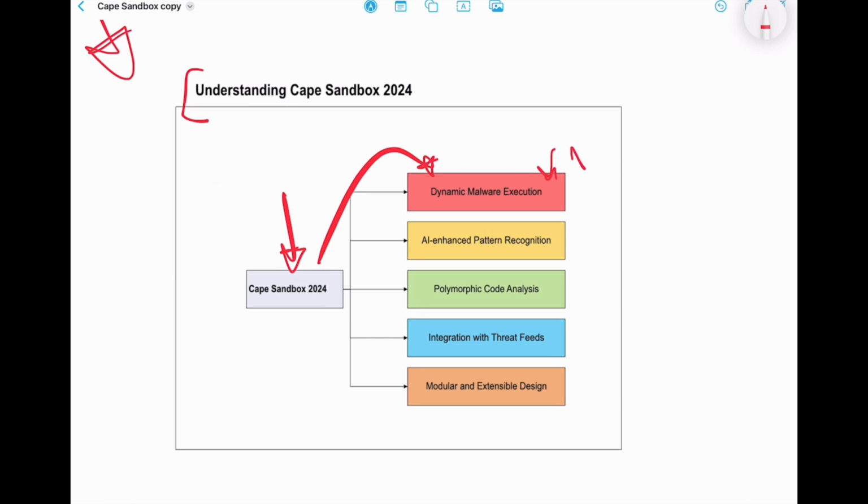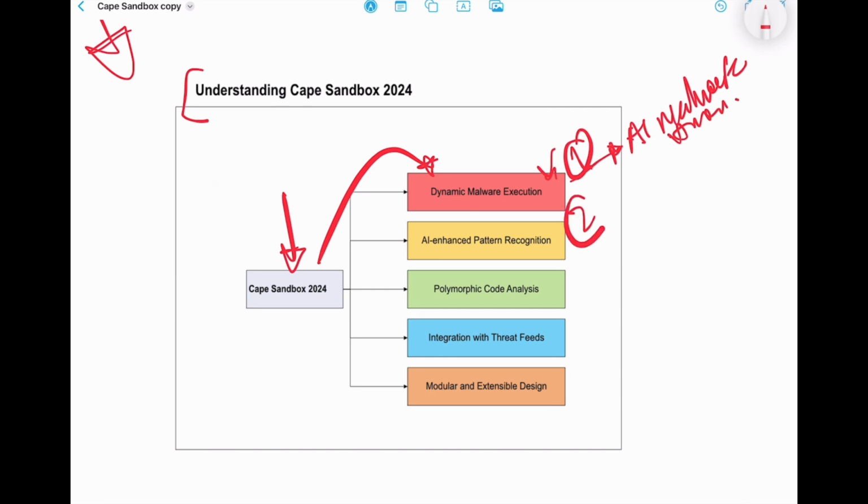First, you can apply the Cape Sandbox for dynamic malware execution. You can execute malware in a controlled sandboxed environment, and then you can capture the real-time behavior. So this is essential for AI malware analysis.